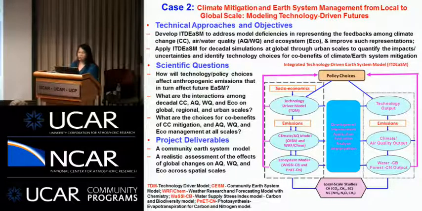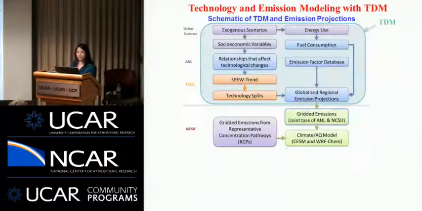And what are the interactions among decadal climate change, air quality, water quality, and ecosystem all the way from global to urban scale? Then what are the choices for co-benefits of climate change mitigation and air quality, water quality, and ecosystem management at all scales?